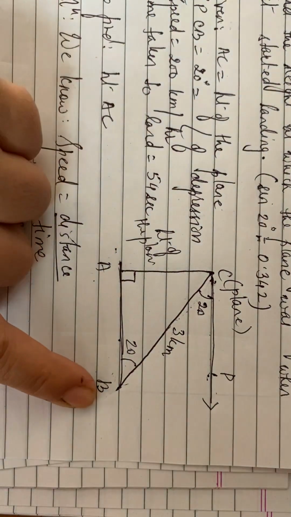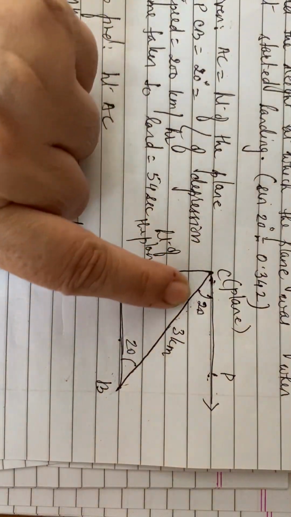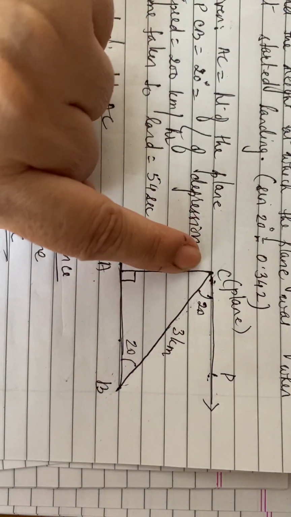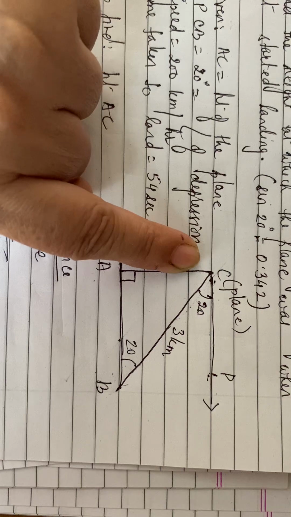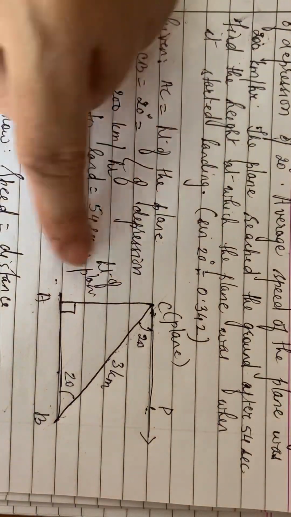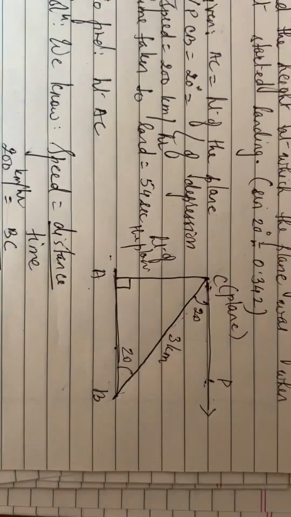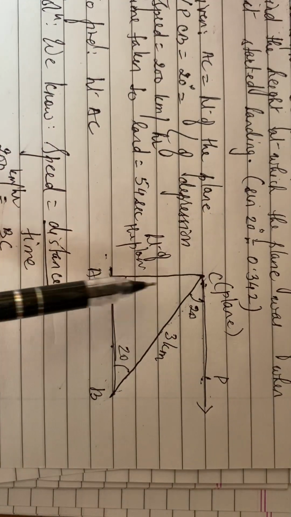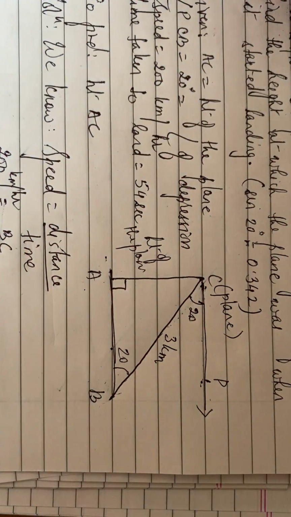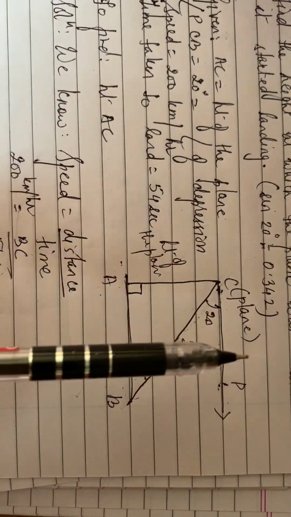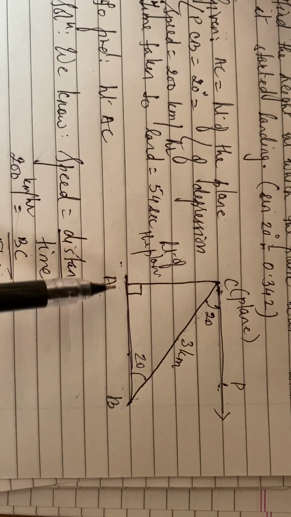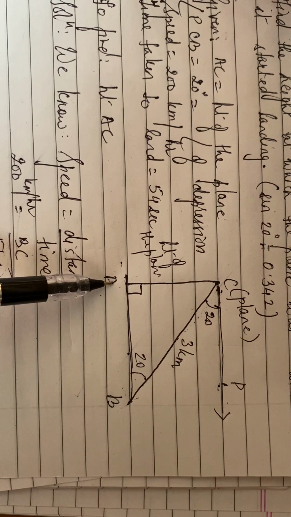Now reaching the ground after 54 seconds means this distance is covered in how many seconds? 54 seconds. Distance BC is covered in 54 seconds. You have to find the height at which the plane was when it started landing. So this AC we have to find out. Now, you know that angle of depression, angle PCA, will be equal to angle CBA. They are alternate angles.